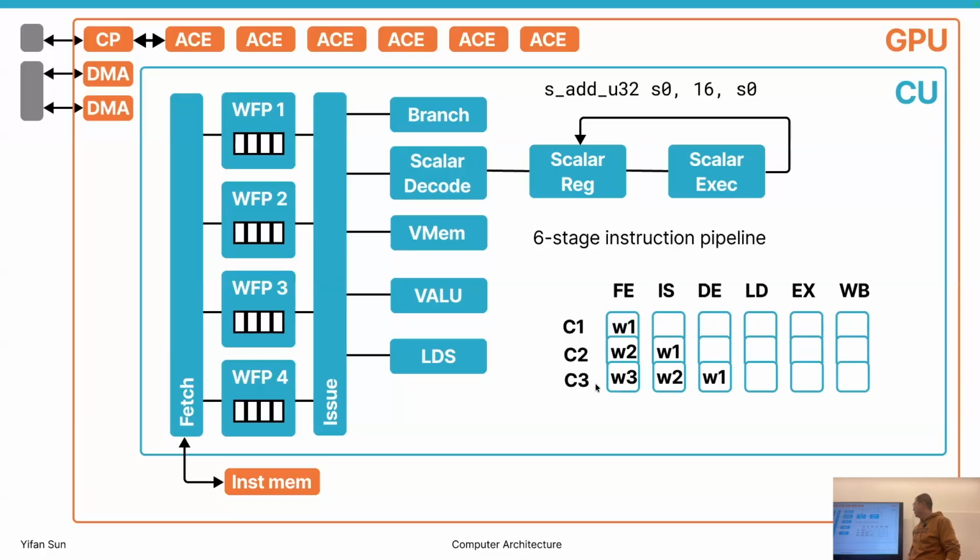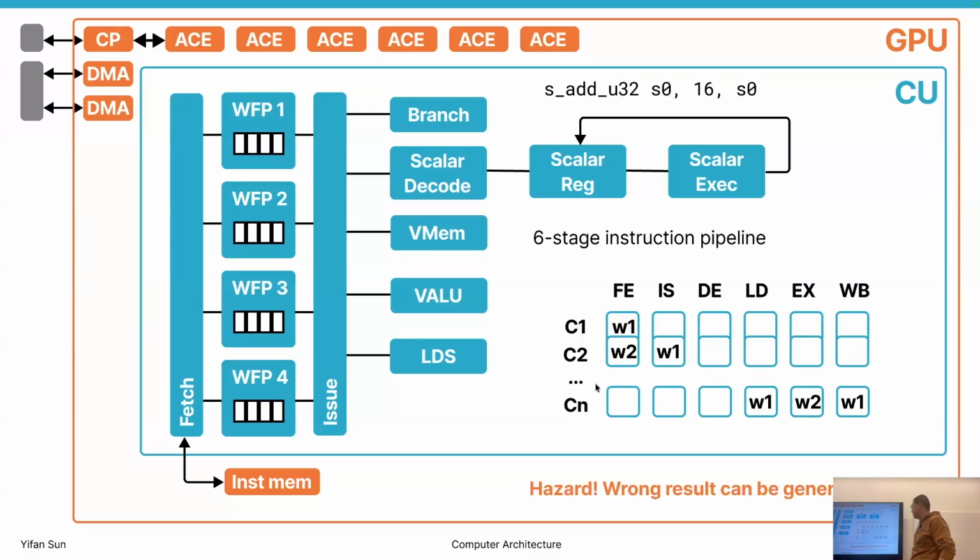In cycle 3, we move forward. We get wavefront 1 in the decode stage, wavefront 2 here, wavefront 3 here. Okay, then it keeps moving until six wavefronts are in the pipeline to be executed. Okay, so this is a pipeline. And in CPU, we typically say a 5-stage pipeline. We'll talk about this later.